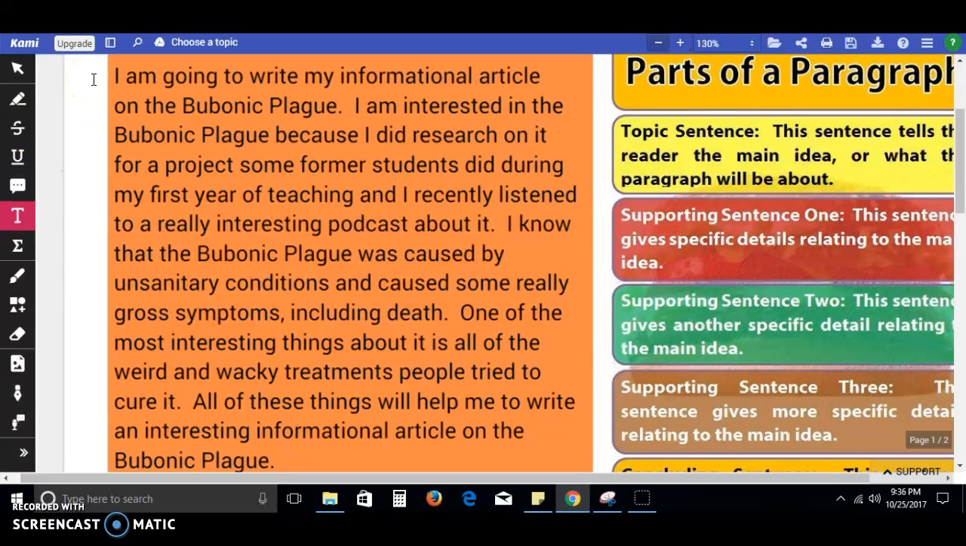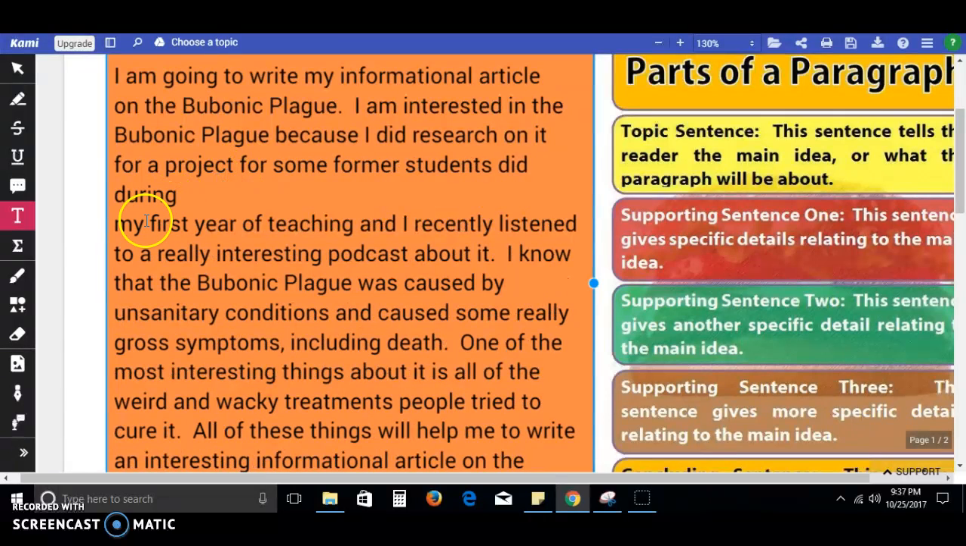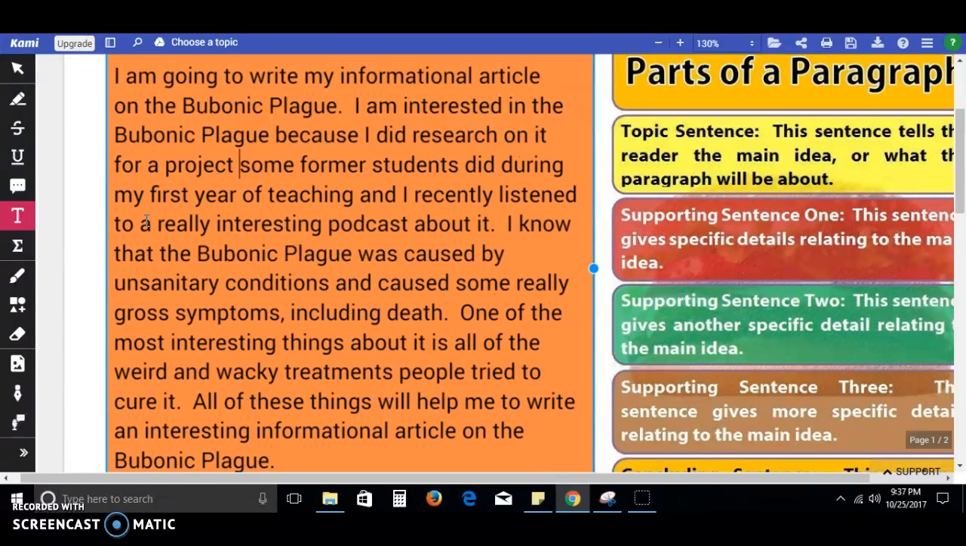My paragraph reads, I am going to write my informational article on the bubonic plague. I am interested in the bubonic plague because I did research on it for a project. Oh, that should say for some former student. Wait. I did research on it for a project some former students did during my first year of teaching, and I recently listened to a really interesting podcast about it. I know that the bubonic plague was caused by unsanitary conditions and caused some really gross symptoms, including death. One of the most interesting things about it is all the weird and wacky treatments people tried to cure it. All of these things will help me to write an interesting informational article on the bubonic plague.